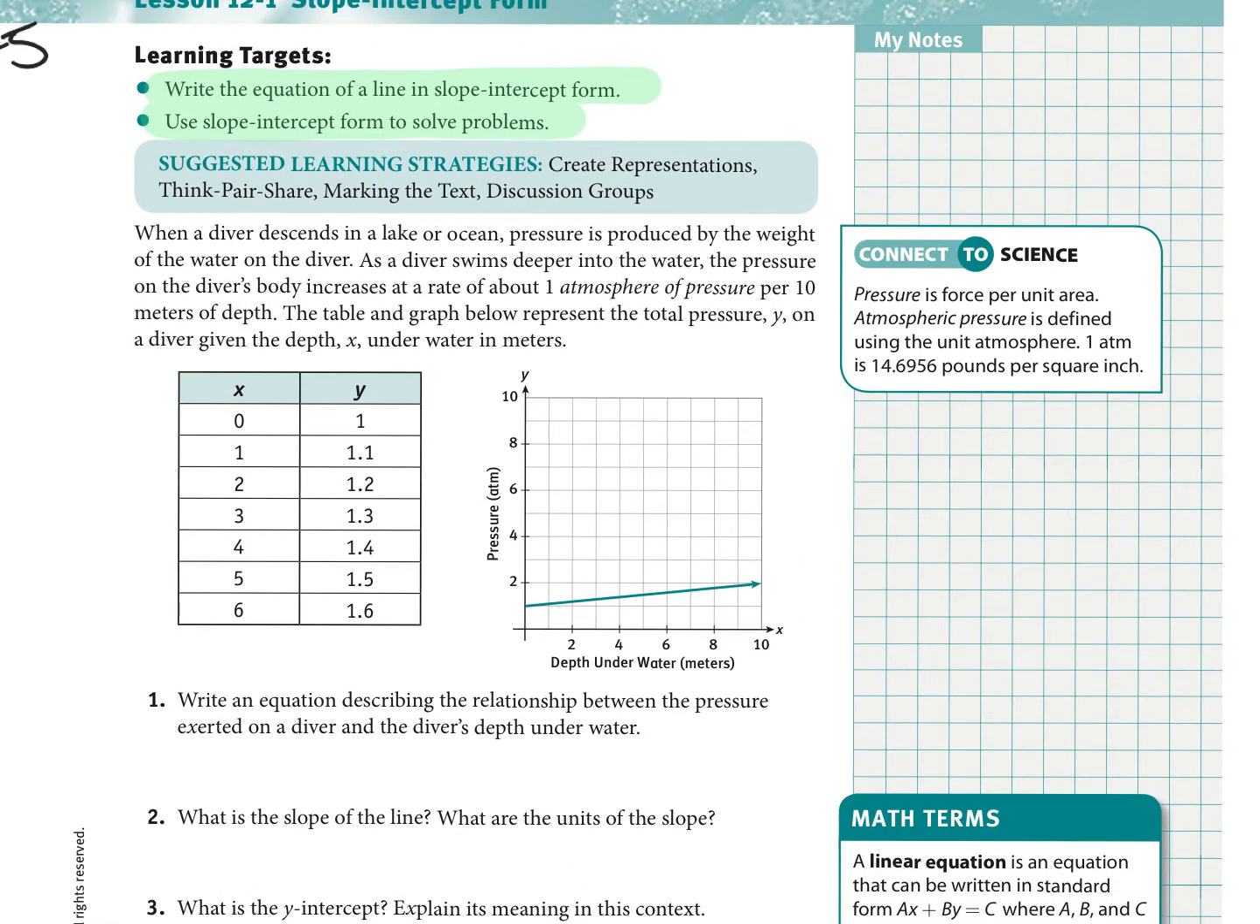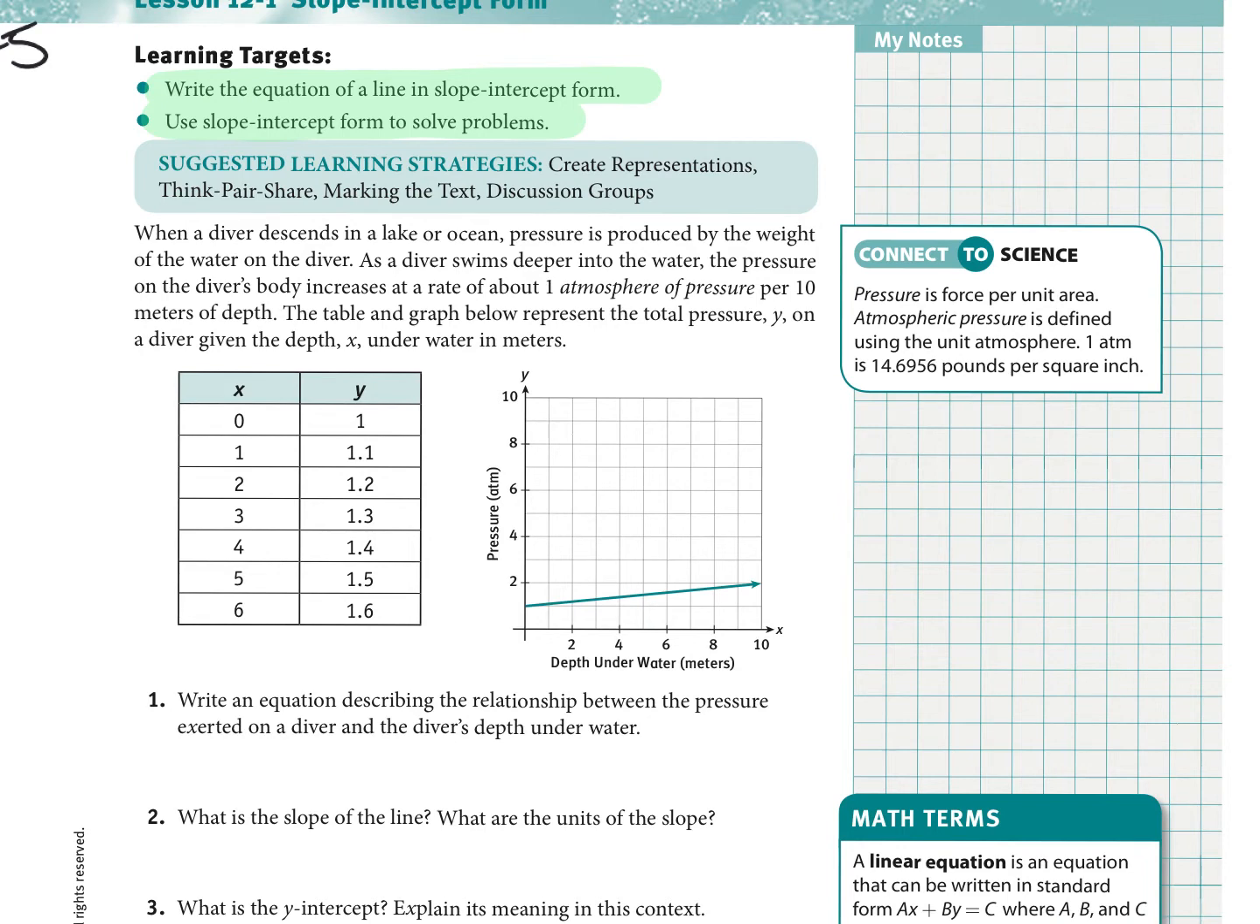So when a diver descends in a lake or ocean, pressure is produced by the weight of the water on the diver. As a diver swims deeper into the water, the pressure on the diver's body increases at a rate of about 1 atmosphere of pressure per 10 meters of depth. The table and graph below represent the total pressure, y, on the diver given the depth, x, under water in meters. Let's go ahead and highlight some important pieces of information that we just read about.